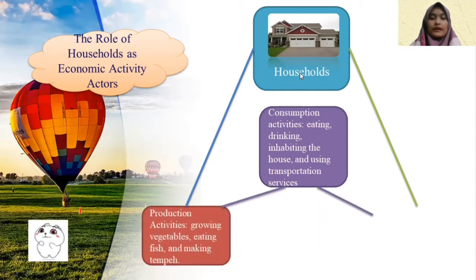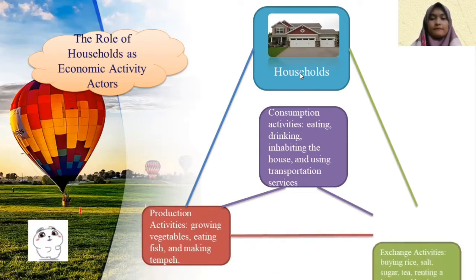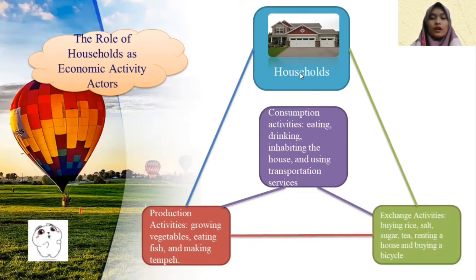Then household can offer the production activities such as growing vegetables, eating fish, and making tempe. Therefore, almost all goods and devices required by a household are obtained through exchange activities such as buying rice, salt, sugar, tea, renting a house, and buying a bicycle. The next slide.